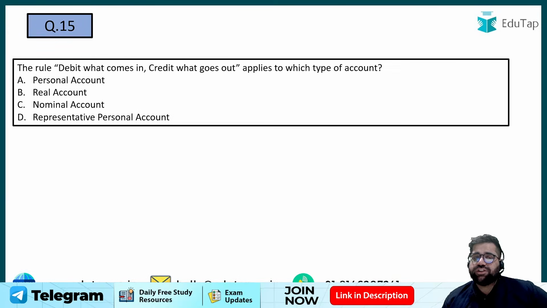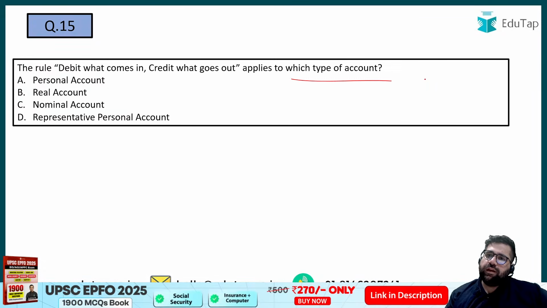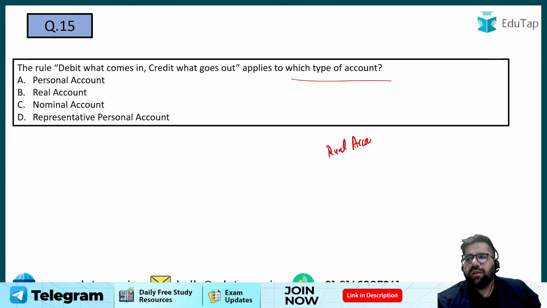Chaliye, question number 15. Debit what comes in, credit what goes out applies to which type of account? Now in accounts, there are 3 types of accounts which you can open in your books. The first one is real account. The second one is nominal account.